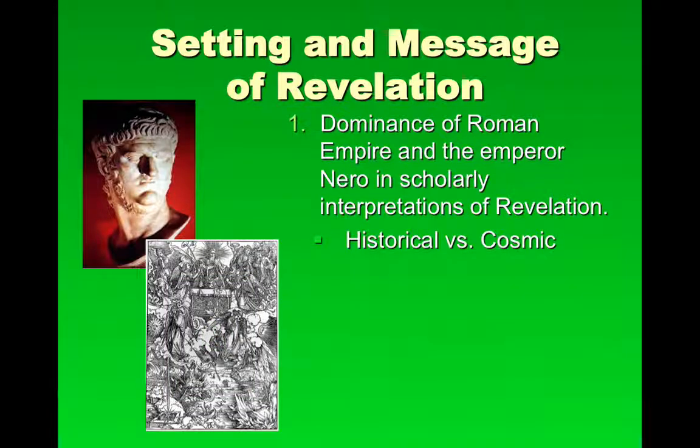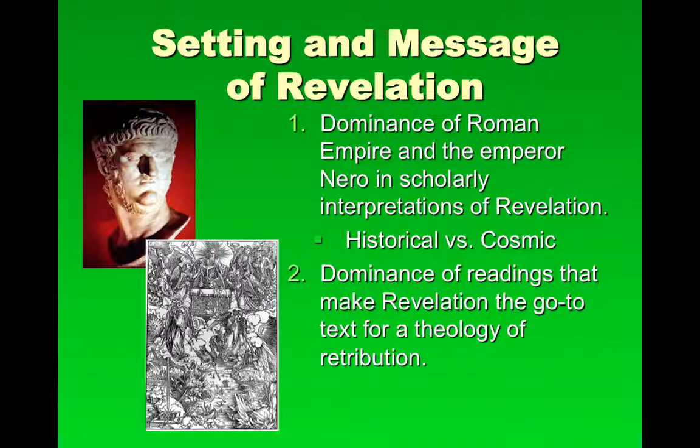And then here is another of Dürer's illustrations. Here you will see some trumpets. Here is one, there is one, here is another one. 7 trumpets here. And the question relating to the trumpet sequence and other sequences in Revelation is who is doing it? And then you have the challenge of readings that make Revelation the go-to text for a theology of retribution, divine retribution. God is doing it. God is punishing the world.